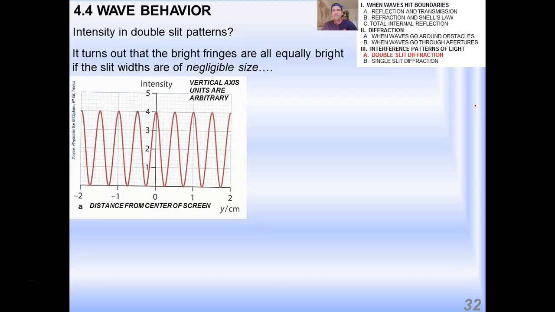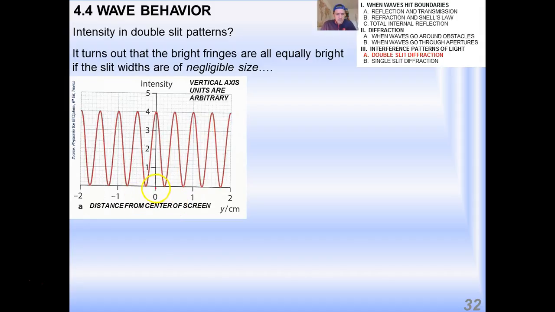It turns out that the bright fringes are all equally bright if the slit widths are of negligible size. And if that sounds kind of hocus pocus and nebulous to you, it is. Later, at higher level, we're going to talk about what that means, negligible size. For standard level, all you need to know is that the bright fringes are all equally bright, and you can assume that the slit widths are of negligible size. The IB might ask you qualitatively what would happen if they're not, and I'll explain that to you right now, okay?